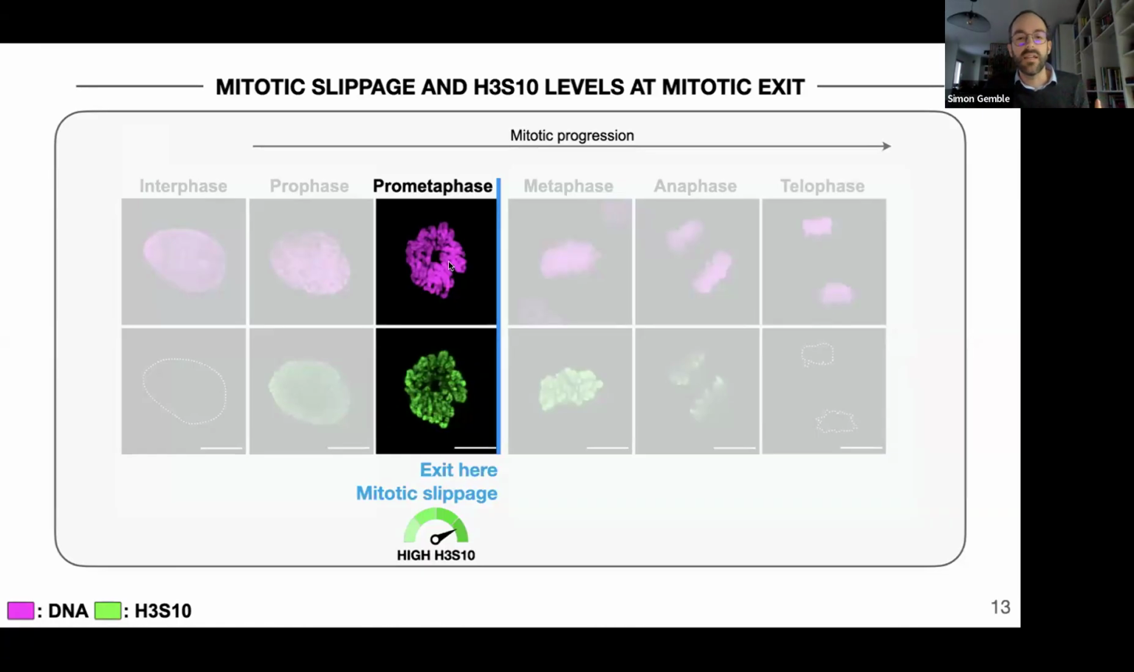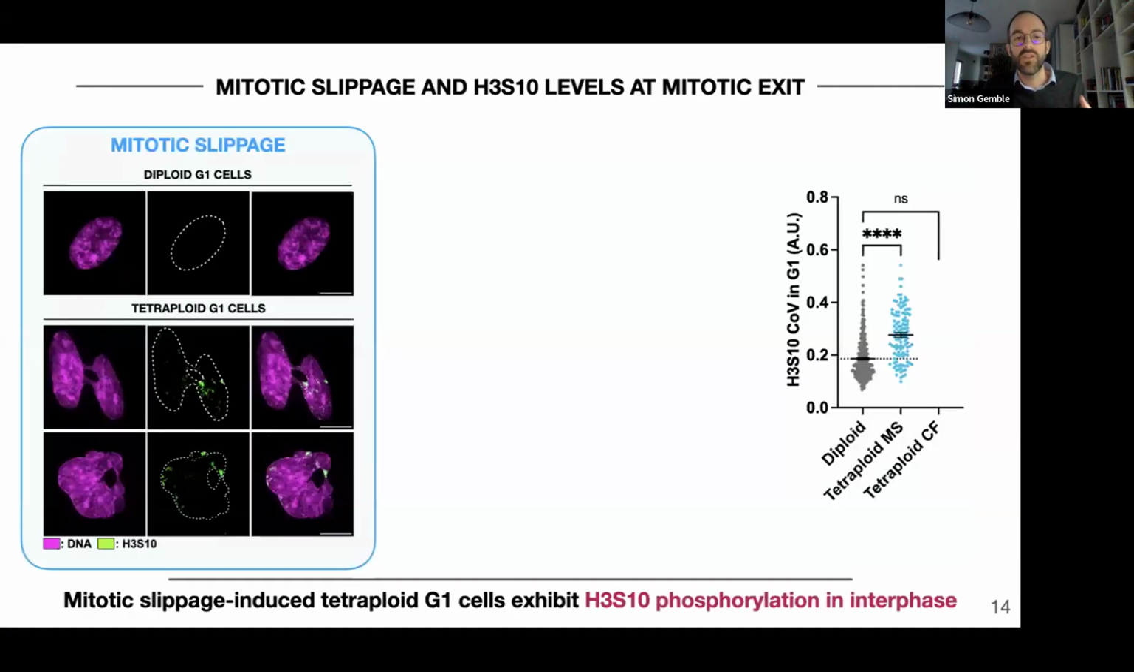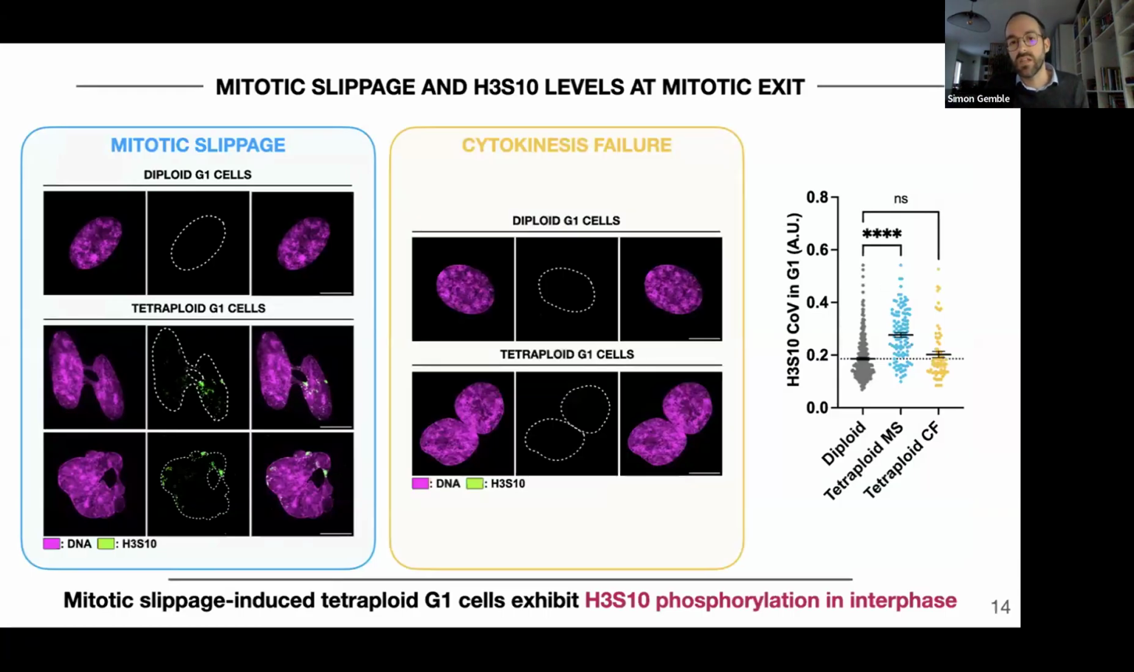And so first, we decided to look if this phosphorylation is maintained in the next G1. So as expected, in diploid G1 cells, there is no more serine 10 phosphorylation in G1, while when we analyzed tetraploid cells generated by mitotic slippage, we were able to find this kind of patch of serine 10 phosphorylations that are maintained in G1, and you have the quantification over here. In contrast, when we induced cytokinesis failure, we did not observe any accumulation of serine 10 phosphorylation in G1.